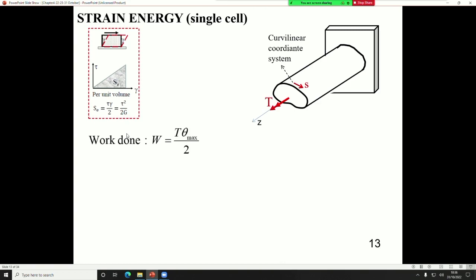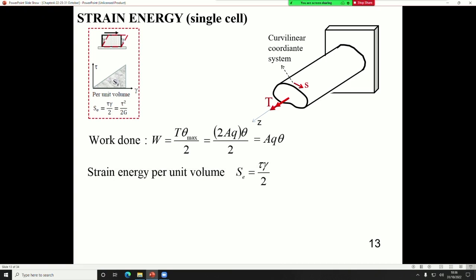However, I can say the work done is equal to, from the torque angle of twist response, torque applied times the maximum angle of twist divided by 2. And I showed you that T is equal to 2Aq. So if I substitute in this equation, I can say the work done is equal to Aq theta. Is A the cross-sectional area or the area enclosed by the perimeter of the section? Perimeter, raise your hand, area, okay, very good. So it's not the cross-sectional area.